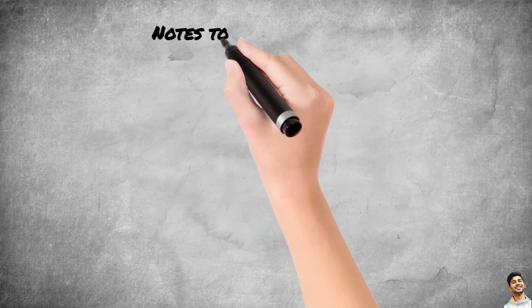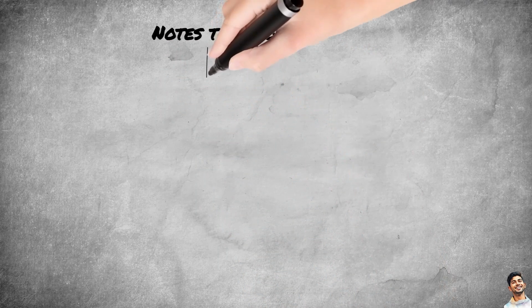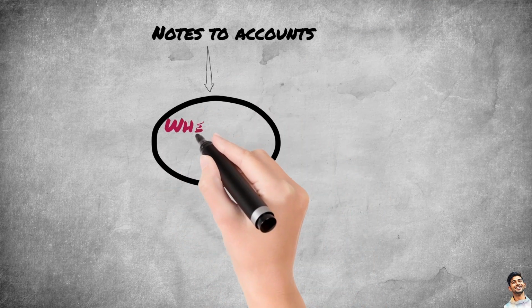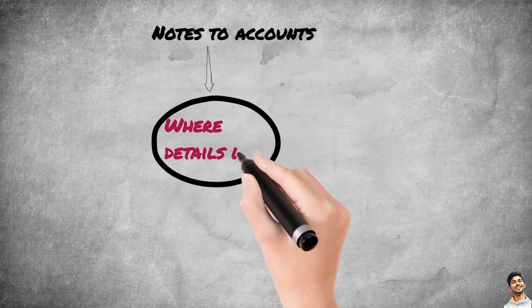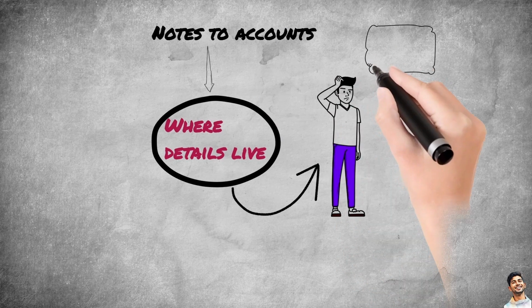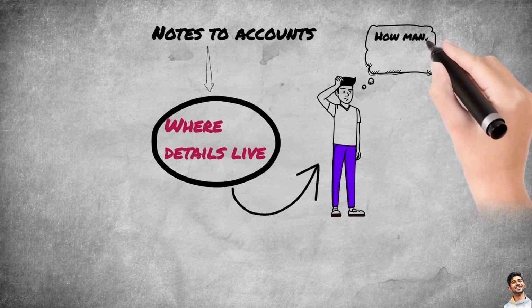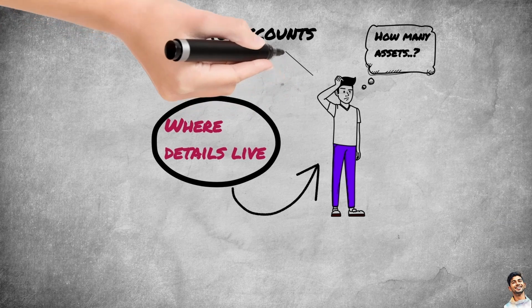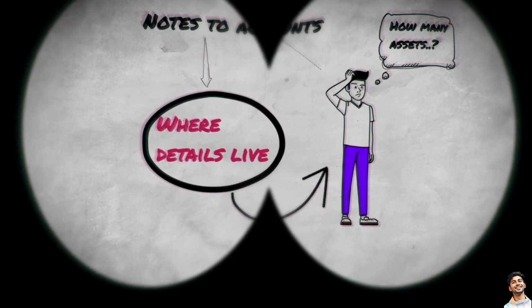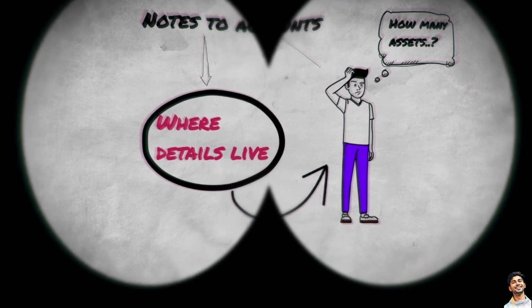And finally, we have notes to accounts. Now this is important because this is where the detail lies. It explains the numbers shown in the financial statements. So if something looks unclear, the note gives you the full explanation behind it. You can think of it like the behind the scenes of financial reporting.